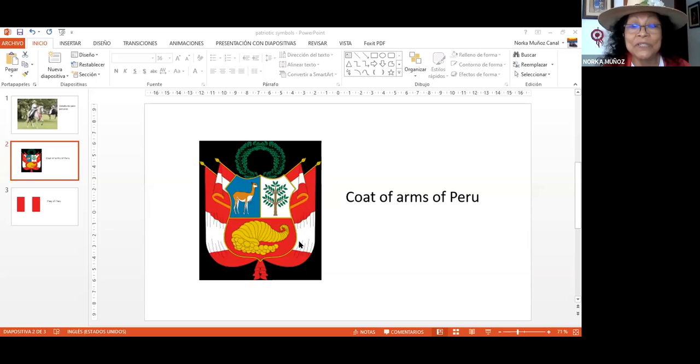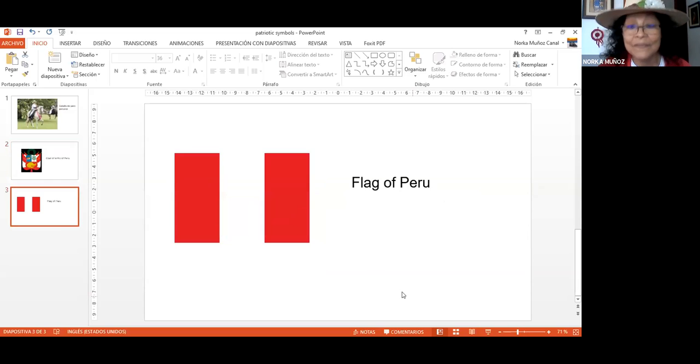Another important symbol that we have is the flag. As you can see here, the flag of Peru has two colors, red and white. The red represents the blood that was spilled for the fight. White represents purity and peace. So we can tell that flags really try to represent something that the countries or the people have to live.